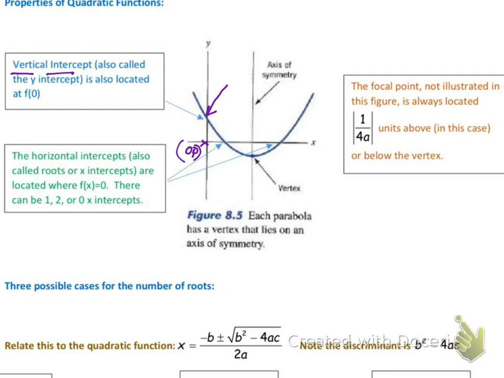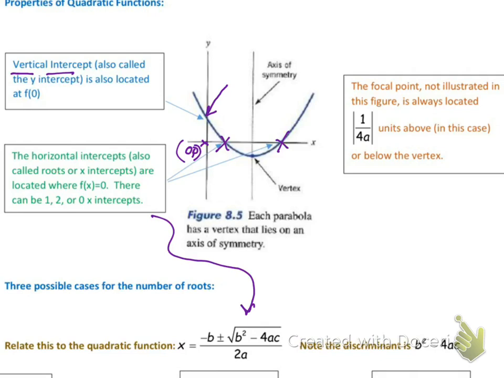Okay, the horizontal intercepts are also called the roots. They're right here and right here. Okay, those roots can be determined by using your quadratic formula. Right down there.